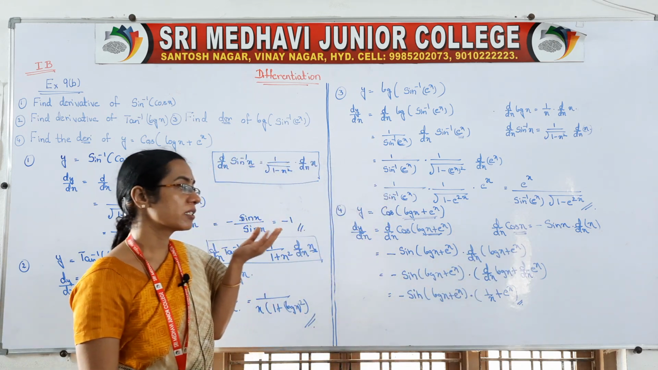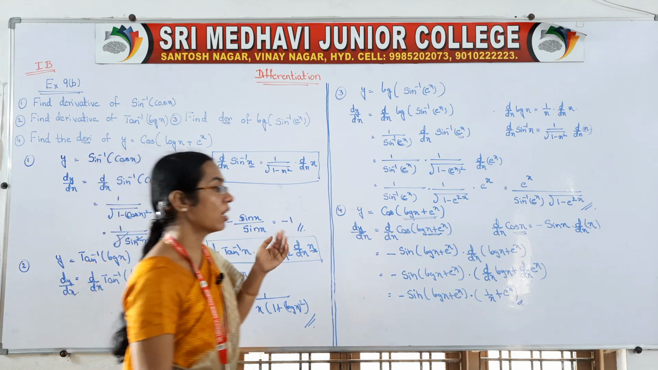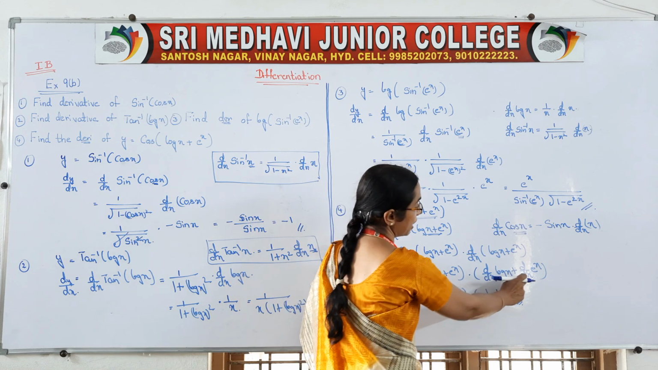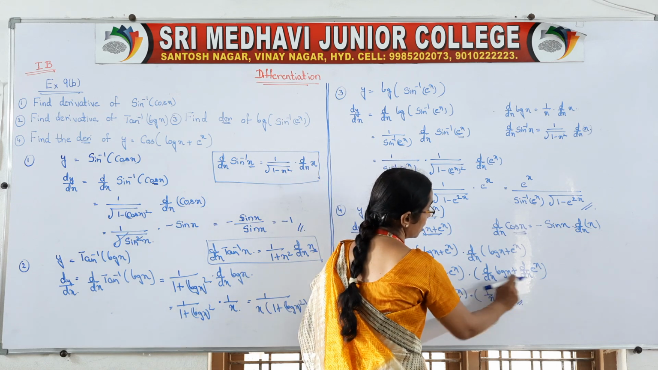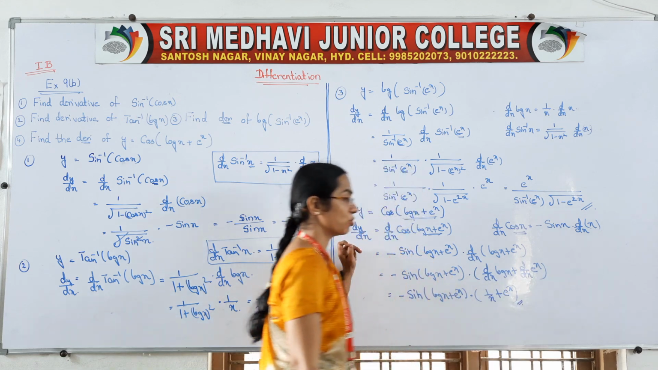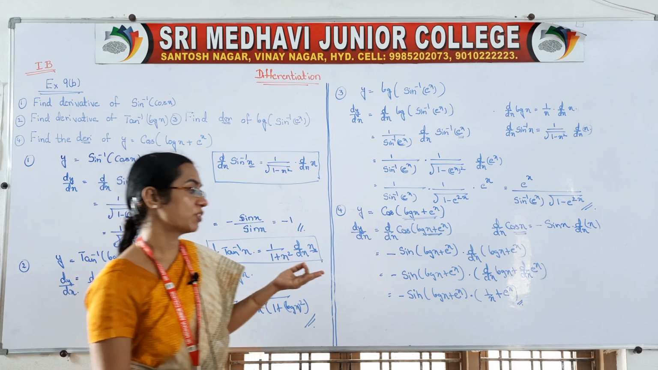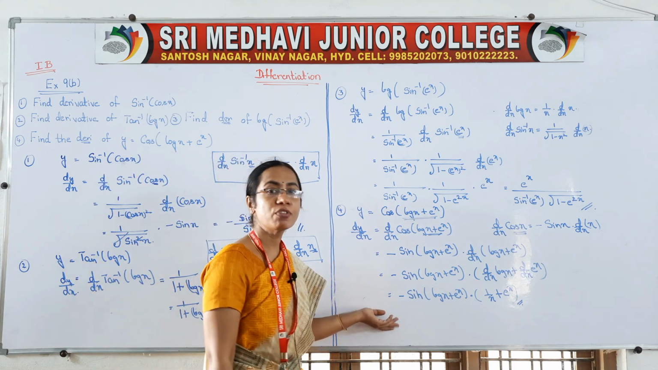Inside the d by dx you are having plus. Whenever it is like that, plus or minus, we have to take the separate derivatives, individual derivatives. So I have taken d by dx of log x plus d by dx of e to the power of x. D by dx of log x is 1 by x. D by dx of e to the power of x is e to the power of x.